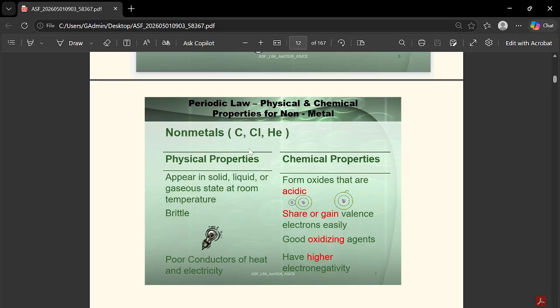Non-metals are typically brittle. When we say brittle, it means that they can be easily broken or torn up. They have a very low melting and boiling point, and they don't really conduct electricity, nor are they good conductors of heat. For non-metals, they gain electrons and form a negative charge, and they have a higher electronegativity. We're going to talk more about electronegativity in the future.